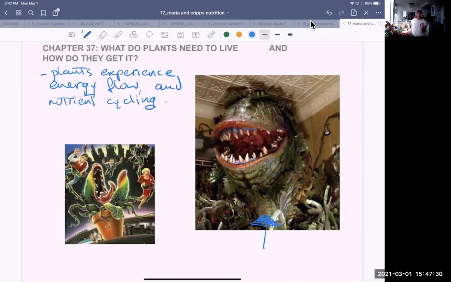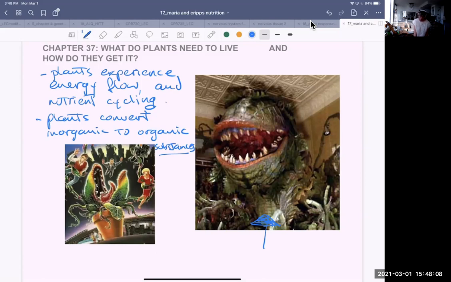So plants perform that key step, that initial step of photosynthesis, transforming inorganic molecules, carbon dioxide and water, into sugars. Inorganic to organic substances. It's a nice round word that covers a lot of things.